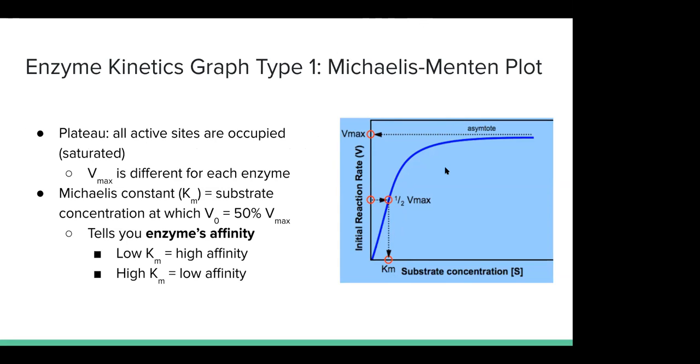So after the linear portion, the rate will plateau. And this plateau means that all of the enzyme's active sites are occupied, or it's saturated. Vmax is a property of the enzyme and it is different with each enzyme. Another property of an enzyme that this graph tells you is the Michaelis constant Km, which is the substrate concentration at which velocity V is 50% of Vmax. Km represents the enzyme's affinity for the substrate. So an enzyme with a low Km has a high affinity for the substrate. So does anyone know why this might be?